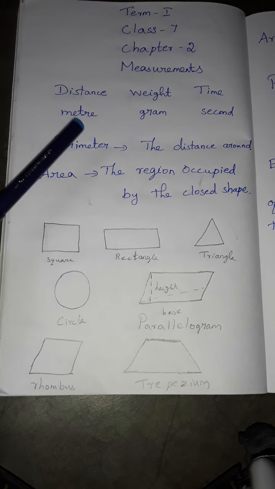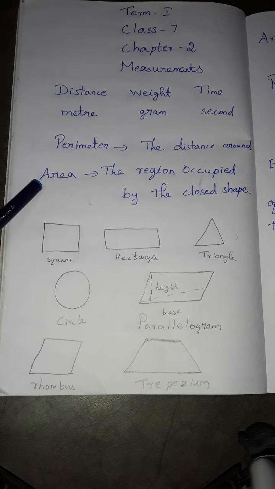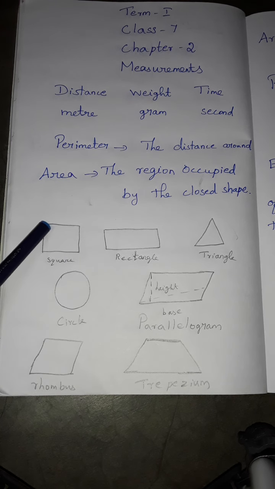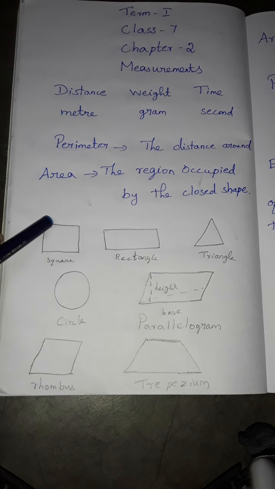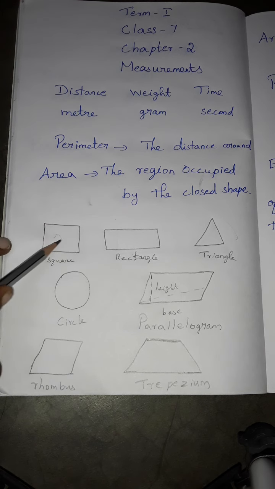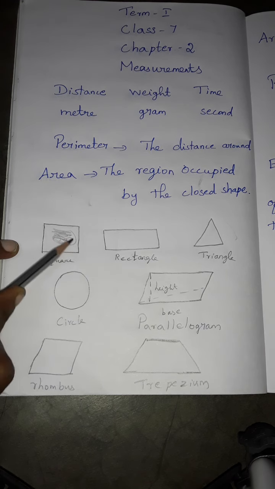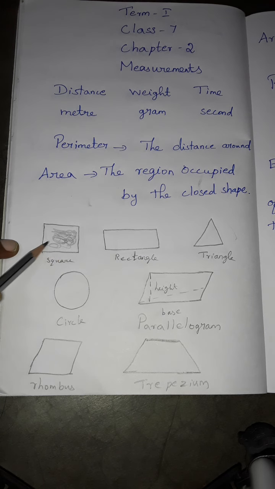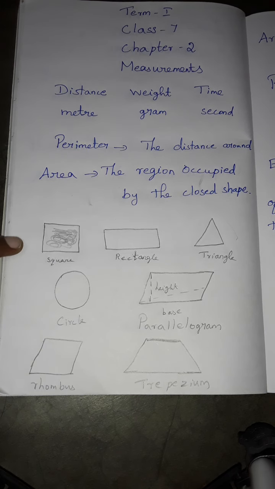Now, last year we studied perimeter and area. So what is perimeter? The distance around the shape is perimeter. What is area? The region occupied by the closed shape is the area of the shape.